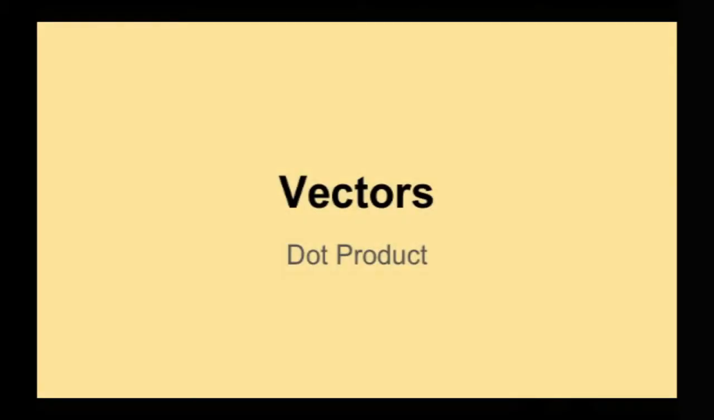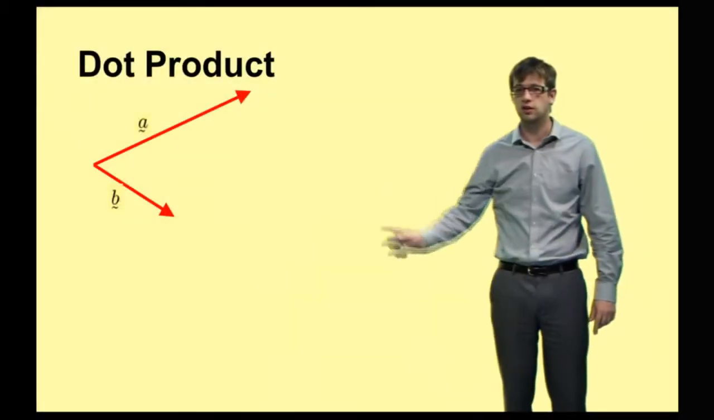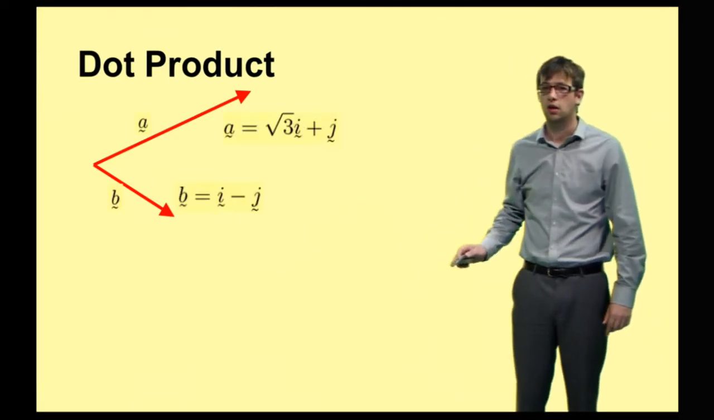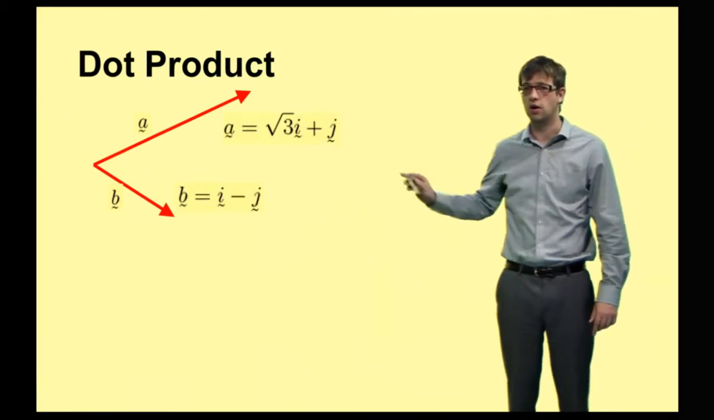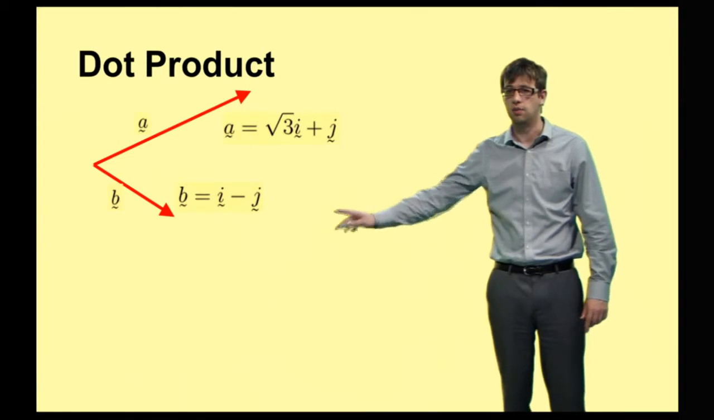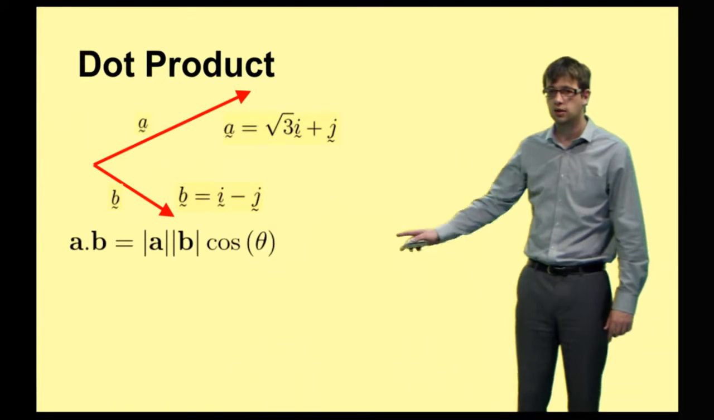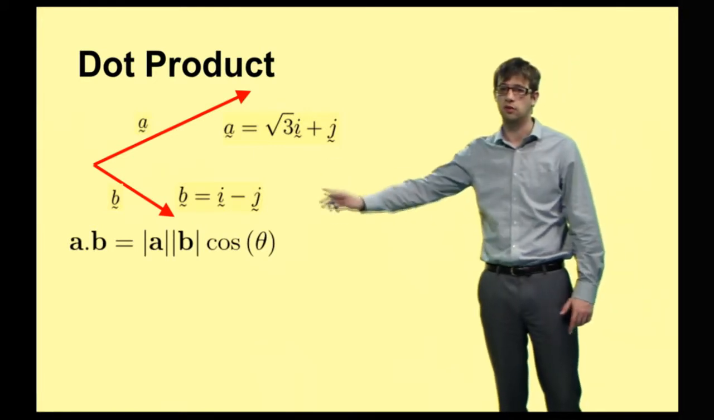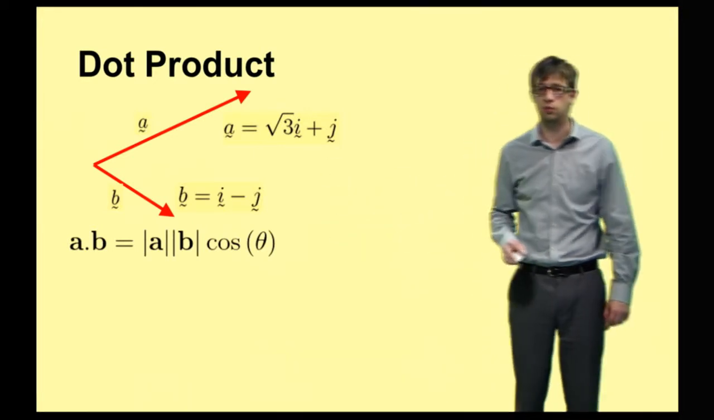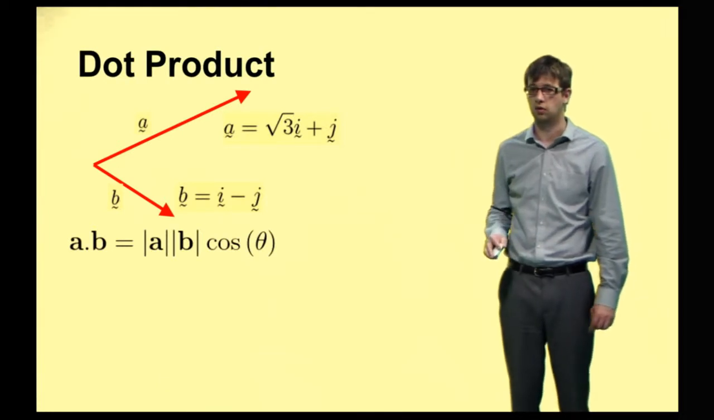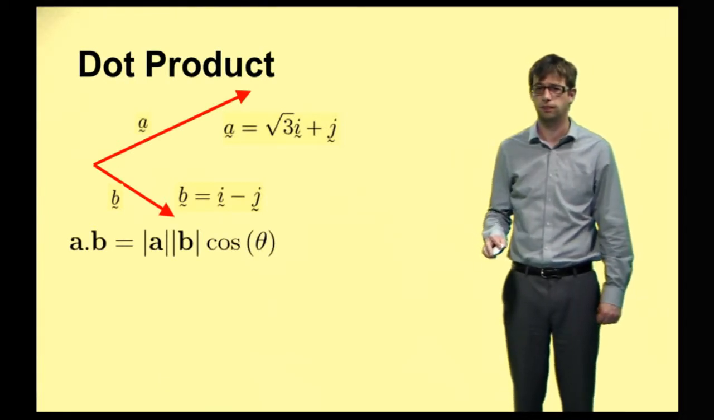Today we're doing a lesson on the dot product. If we have two vectors here, a and b, we'll define a as root 3i plus j and b as i minus j. And the dot product is taking the magnitude of both of those vectors and then multiplying by the cosine of the angle between those two vectors.